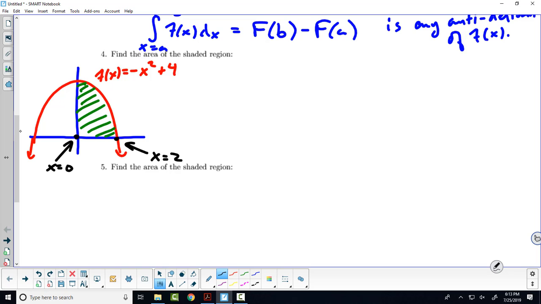Okay, so the first thing you do is know how to translate that curve question into a calculus question. So everyone, let's write the definite integral from x equals where? 0. We customarily go left to right on this. X equals 0 to x equals 2 of negative x squared plus 4 dx.